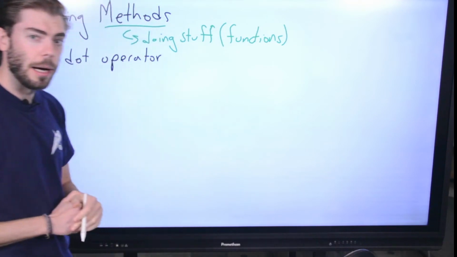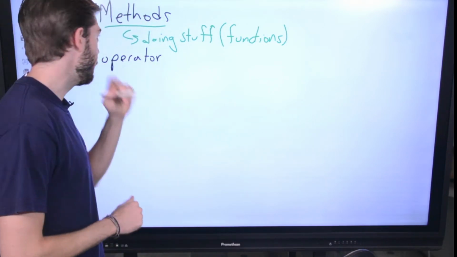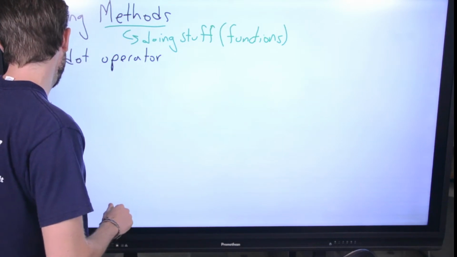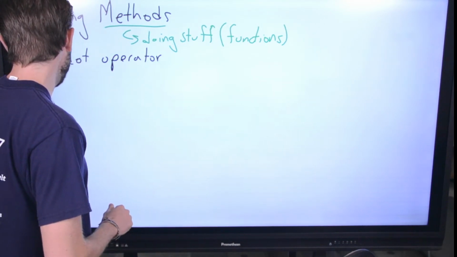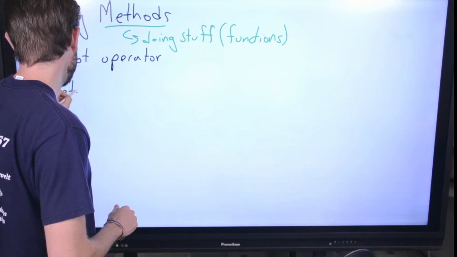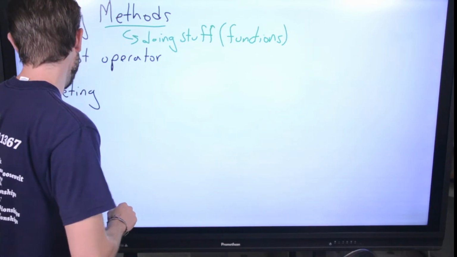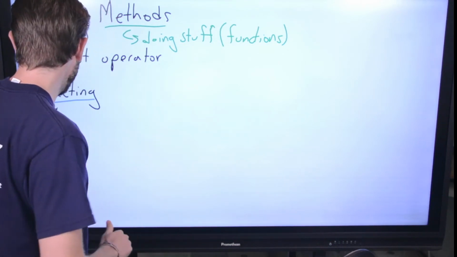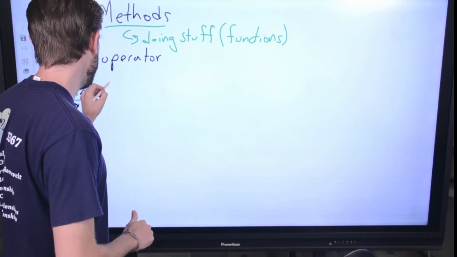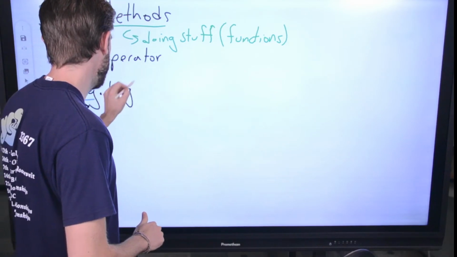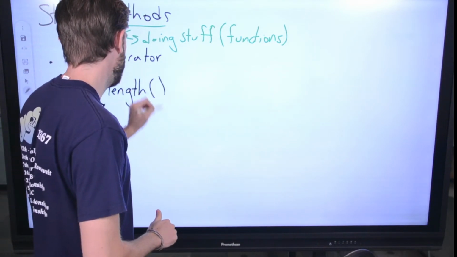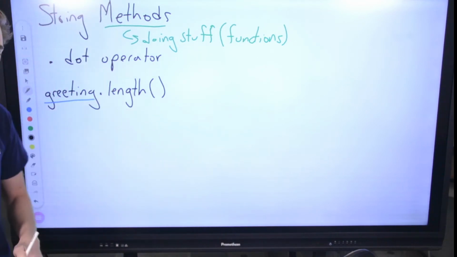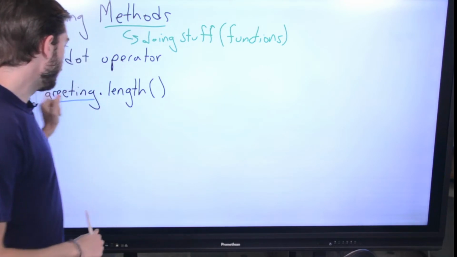And we use the dot operator on the variable. So we're going to have, for example, a greeting. And this can be any variable name, right? Any variable name. And then we're going to say dot, and in this case, we would say length. So this is our first method there, dot length. And that is going to give us the length of the string.